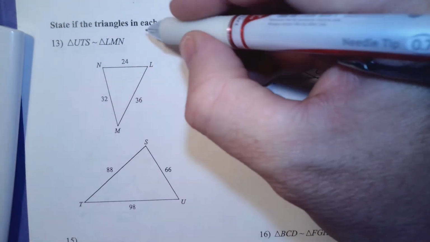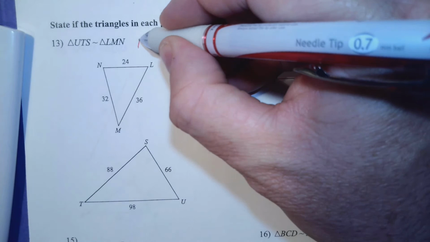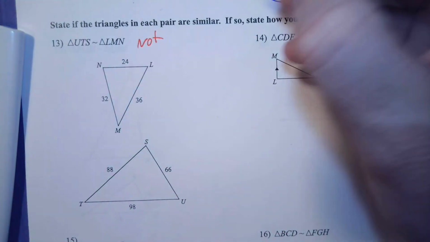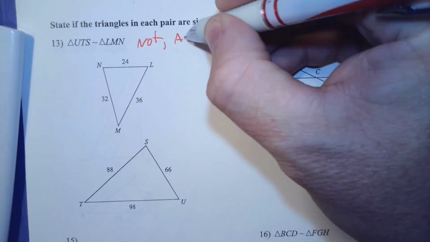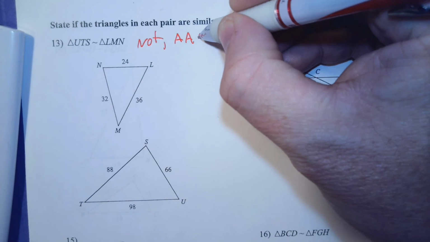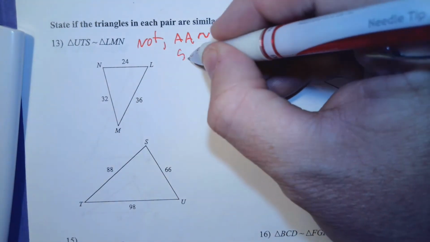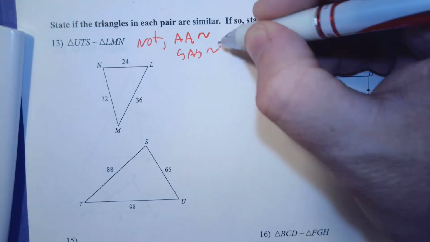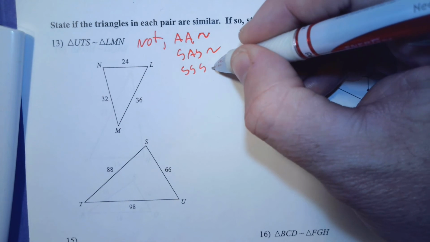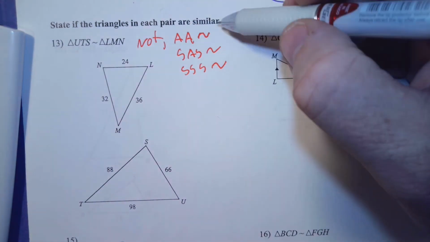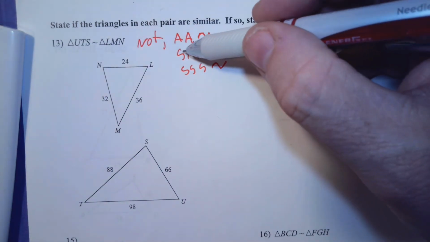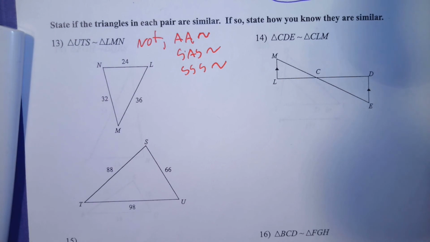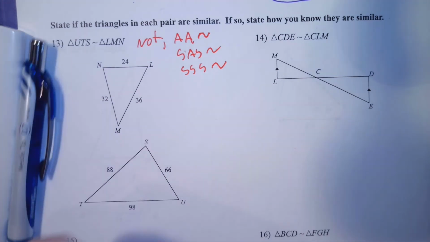Here are my 3 different answers: not similar, AA similarity, SAS similarity, and SSS similarity. Those are my only choices. And technically it could sometimes be both SAS and SSS. Okay, and you'll see on the test that it'll be okay.